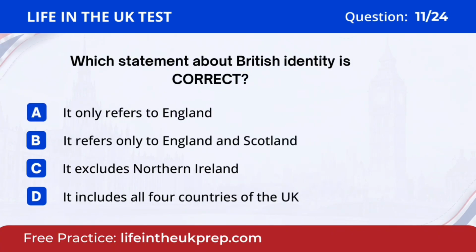Question 11. Which statement about British identity is correct? A. It only refers to England. B. It refers only to England and Scotland. C. It excludes Northern Ireland. D. It includes all 4 countries of the UK. The answer is D. It includes all 4 countries of the UK.